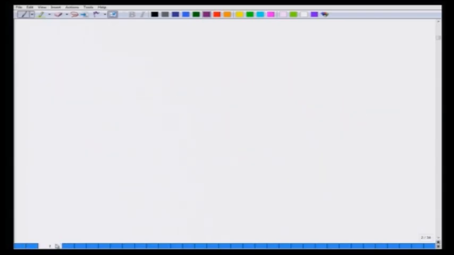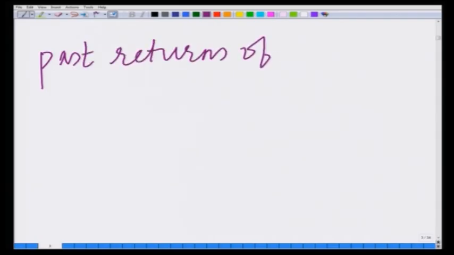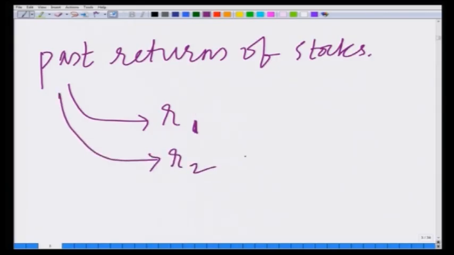And the information he has are the returns for these stocks, the past returns of stocks. There is return 1, let us say from year 1, that is rate 1, and rate 2. What are these rates? Well, let us say rate 1 corresponds to the past year and rate 2 corresponds to the year before that. He has some history of the returns from those particular stocks.